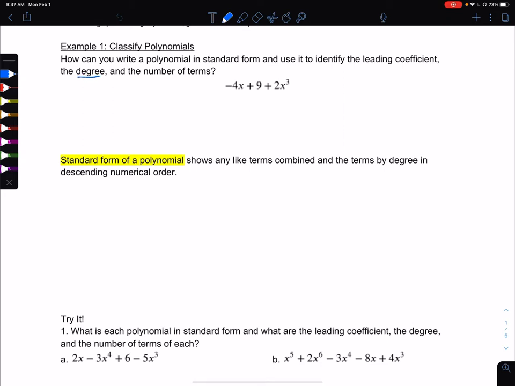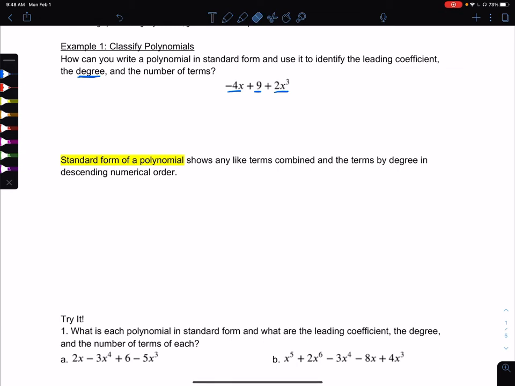Okay, so when we're looking at the degree of the terms, here we have three separate terms. And those terms we can combine in this specific problem. If you can combine the terms, you'd always combine your terms first, and then you worry about the degree, the leading coefficients, and the number of terms. So combine like terms first, and then go from there.